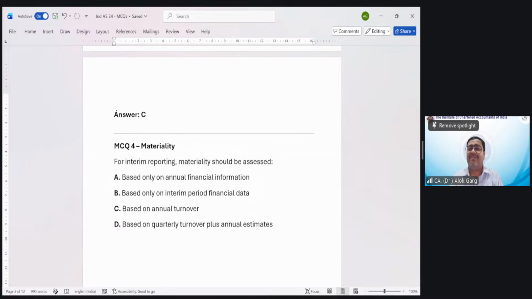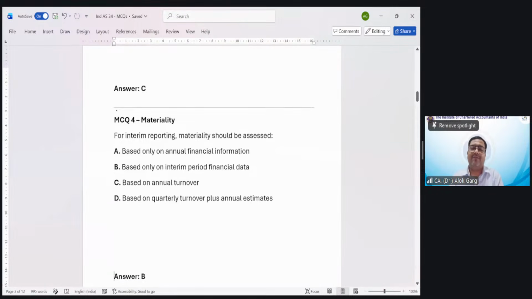Guys, as I told you, materiality is not computed only on turnover. For materiality, you need to look at the balance sheet size also. Turnover is one of the criteria. What is the right answer? B is the right answer. Based on interim period financial data. The financial data includes everything: turnover, balance sheet size, net worth, everything. Okay, B is the right answer.